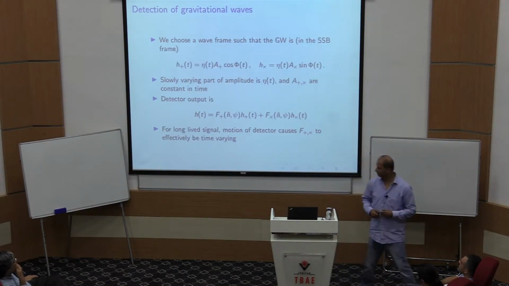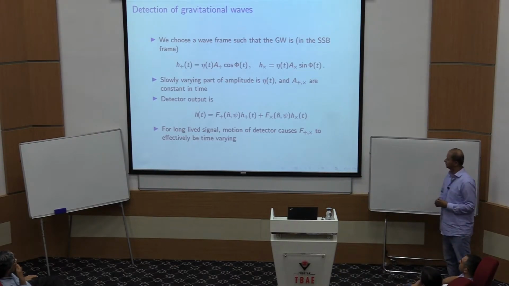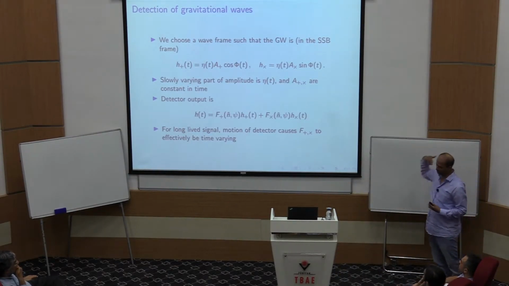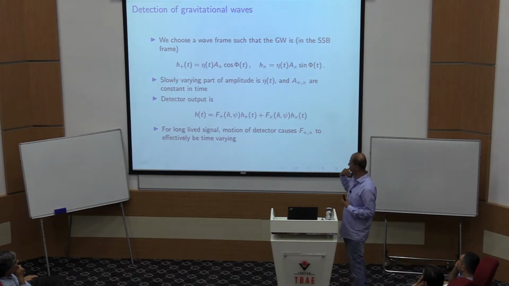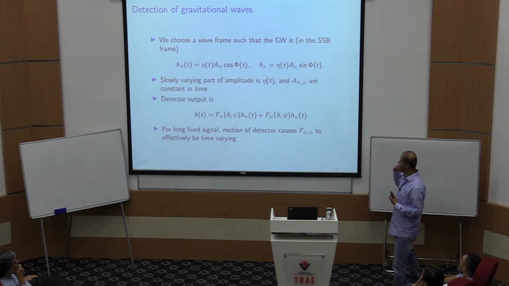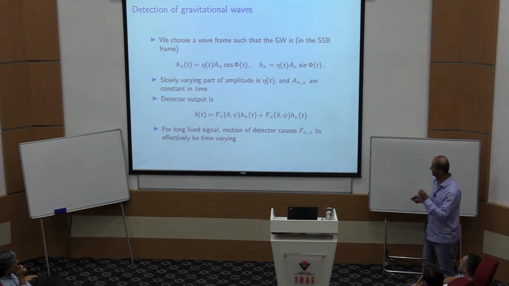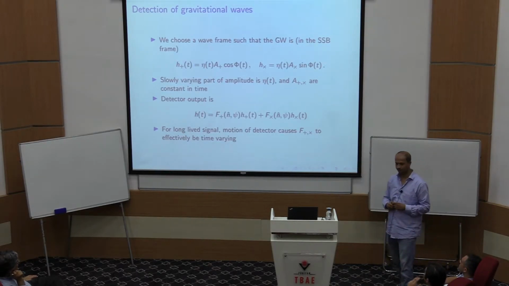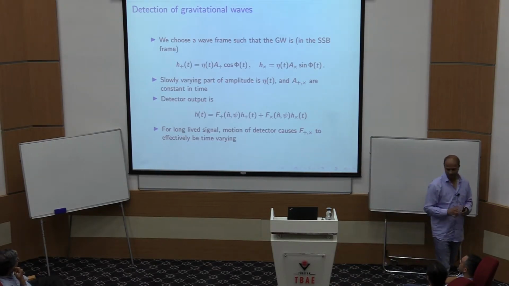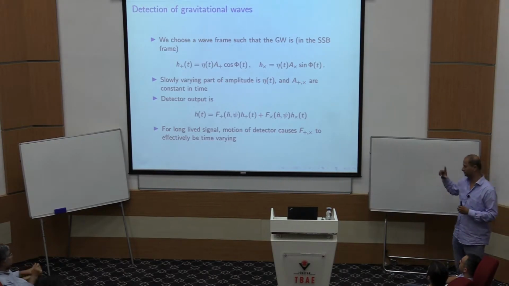So now let's go to the gravitational wave themselves. Now you work in the frame of the gravitational wave that's coming towards the detector. And the important thing is that you can choose a frame such that the H plus and H cross can be written in this form. This is just like choosing the principal axes of, let's say, an electromagnetic wave.